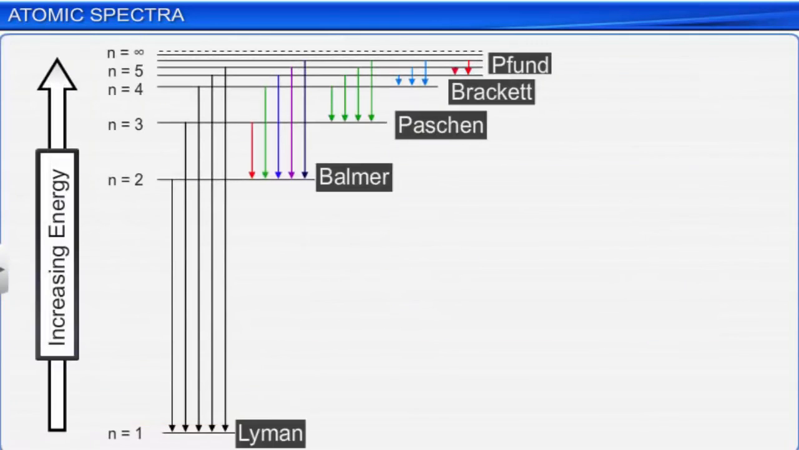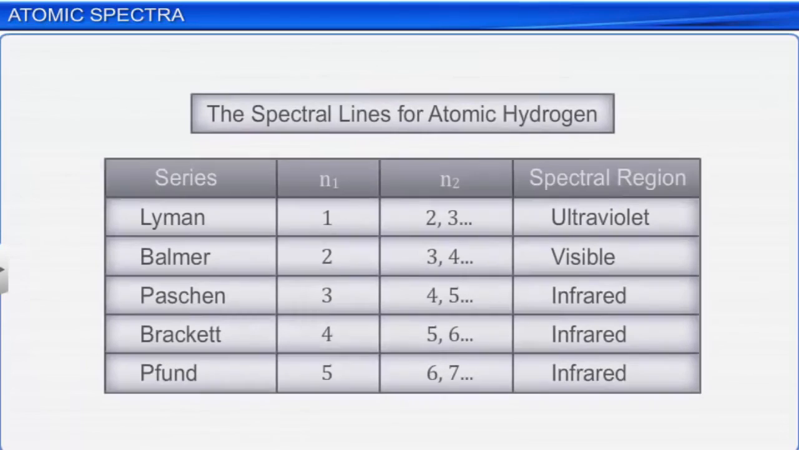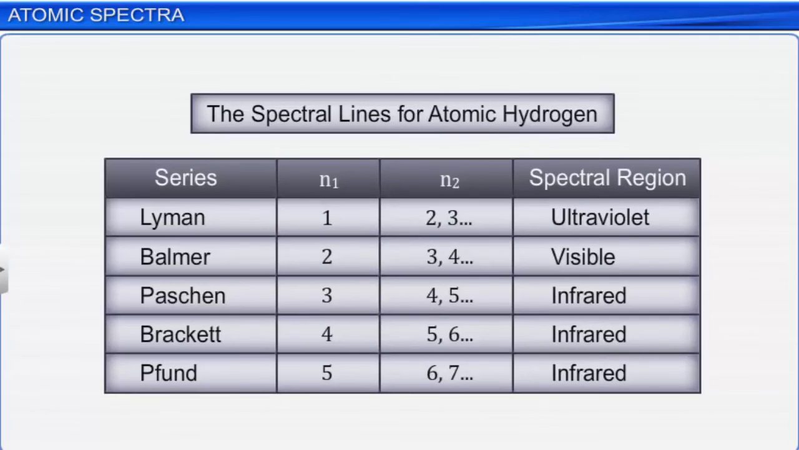For hydrogen, the first five series of lines that correspond to n1 equal to 1, 2, 3, 4 and 5 are known as Lyman, Balmer, Paschen, Brackett and Pfund series respectively. Each of these series shown in the table represents the line spectrum emitted by the electrons of hydrogen atom when they change state from n2 to n1 principal energy level. Here n1 and n2 represent the lower and higher energy levels respectively.